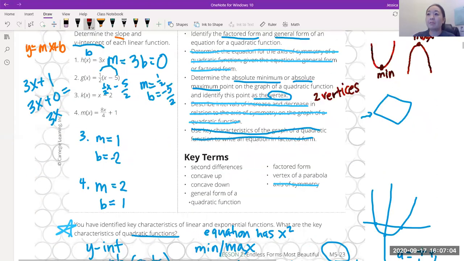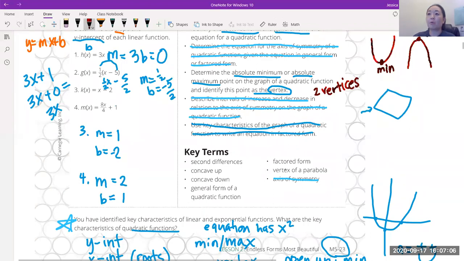Okay. So here we go. These are the different words that we're going to be looking at: concave up, concave down, the general form, or I can say right here, standard form.